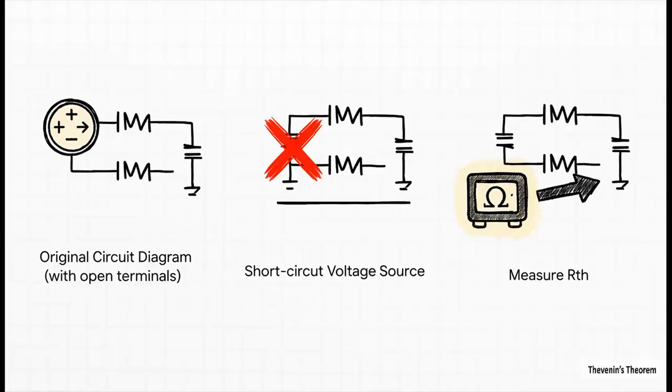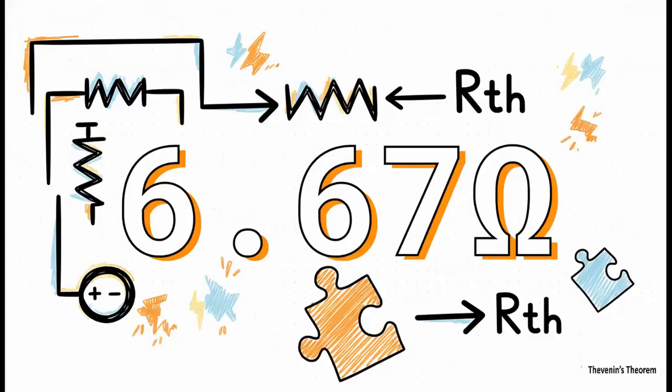Next up is our Thevenin resistance. To find this, we need to look back into those same open terminals and find the total resistance. Now here's the crucial part. We do this with all the power sources turned off. For a voltage source, that means we replace it with a short circuit, basically just a wire. So again, we'd look back into the terminals and calculate the total equivalent resistance. This usually means combining some resistors in series or parallel. For our example, this calculation gives us a Thevenin resistance of 6.67 ohms. And just like that, we have both pieces of our puzzle.